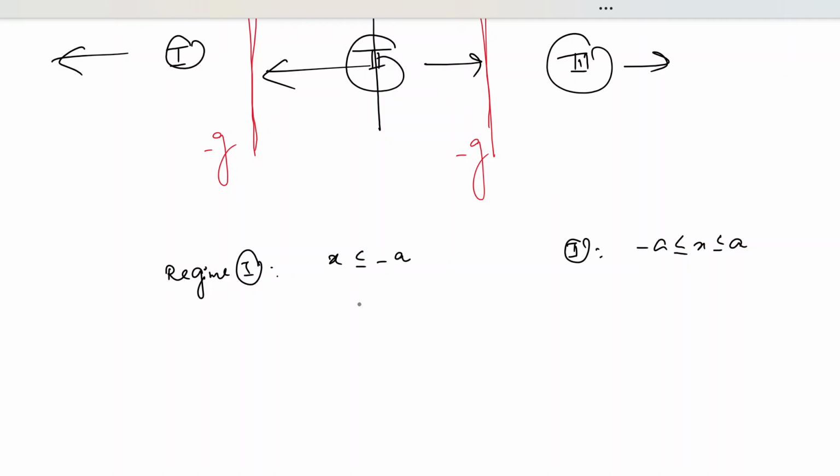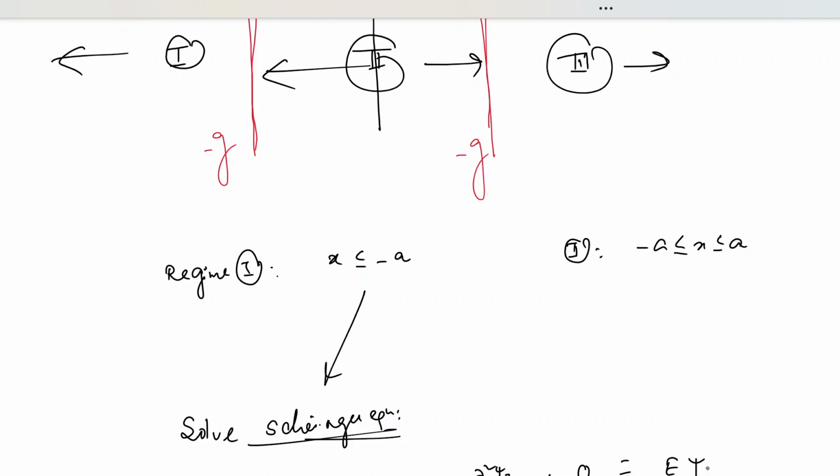Now for each of them you can solve the Schrodinger equation and get the wave function form. I will not show everything, because it is already known. So let's say for regime 1, if you take the wave function as psi 1, then your Schrodinger equation is minus h-bar squared by 2m d2 psi 1 by dx2 plus V psi 1. V will be 0 here, because the potential everywhere except the Dirac delta points is 0. So this equals E psi 1. So you get d2 psi 1 by dx2 equal to minus 2mE by h-bar squared psi 1.